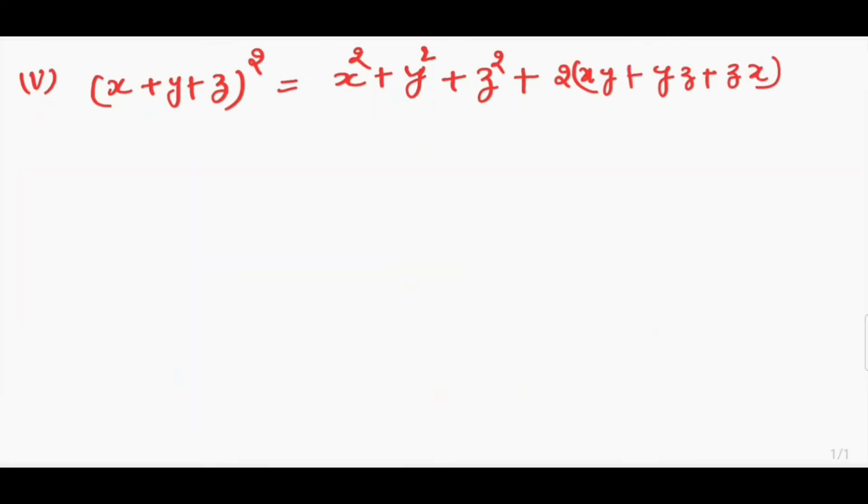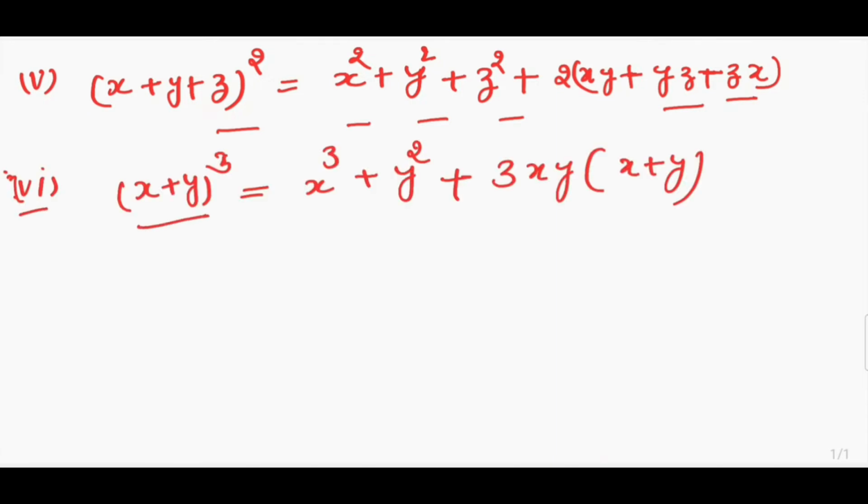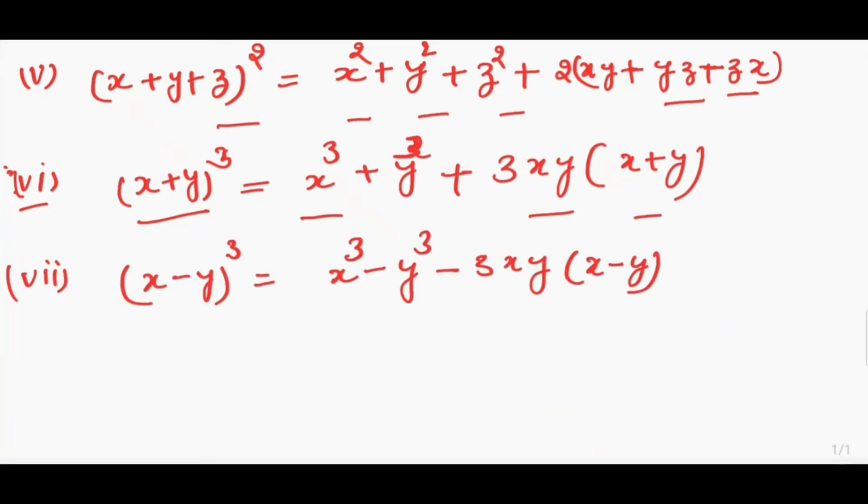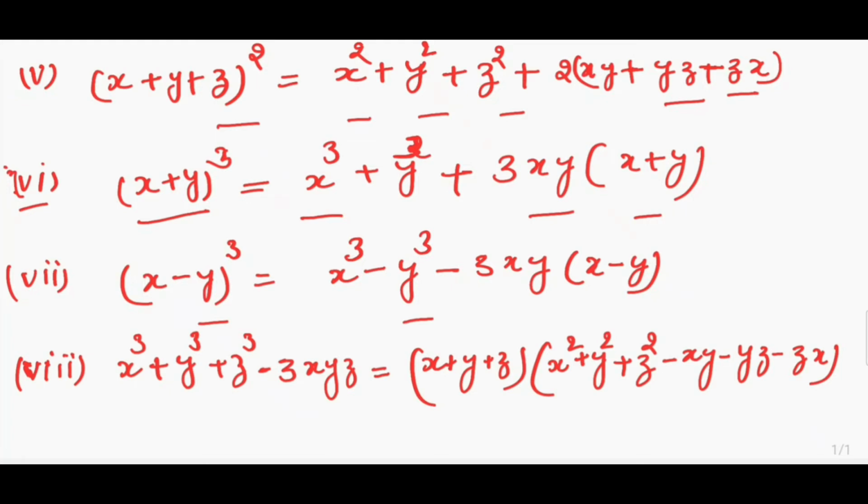The next identity is (x + y + z)^2 = x^2 + y^2 + z^2 + 2(xy + yz + zx). The sixth identity is (x + y)^3 = x^3 + y^3 + 3xy(x + y). The next identity is (x - y)^3 = x^3 - y^3 - 3xy(x - y). The next and last identity, the eighth one, is x^3 + y^3 + z^3 - 3xyz = (x + y + z)(x^2 + y^2 + z^2 - xy - yz - zx).